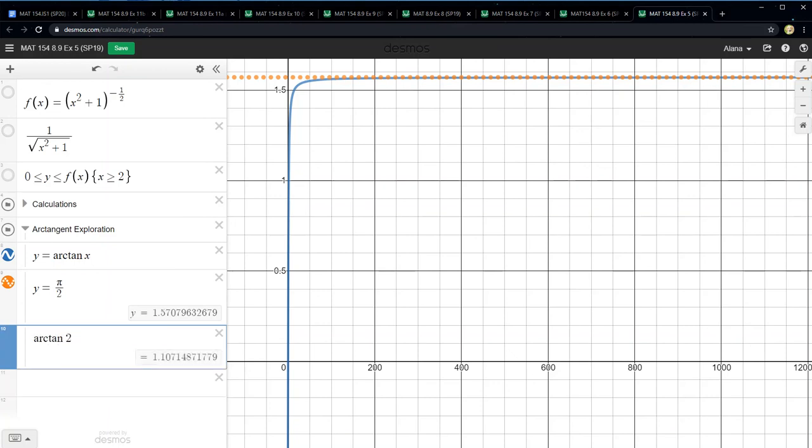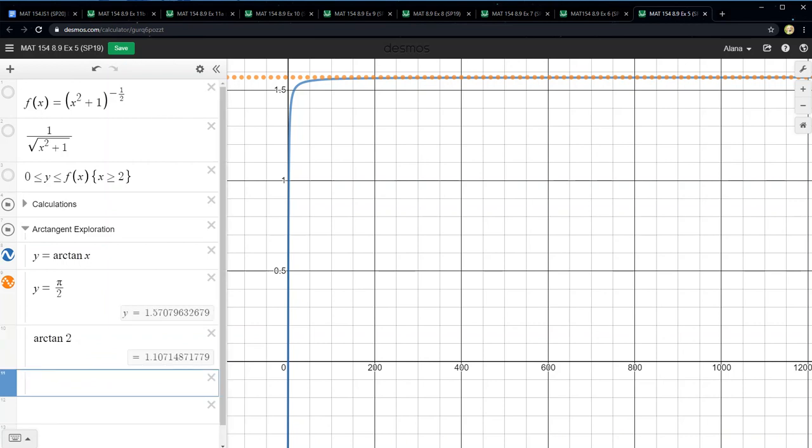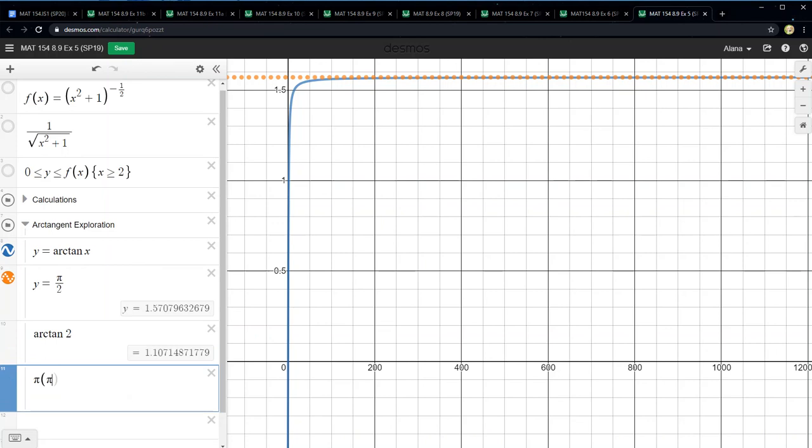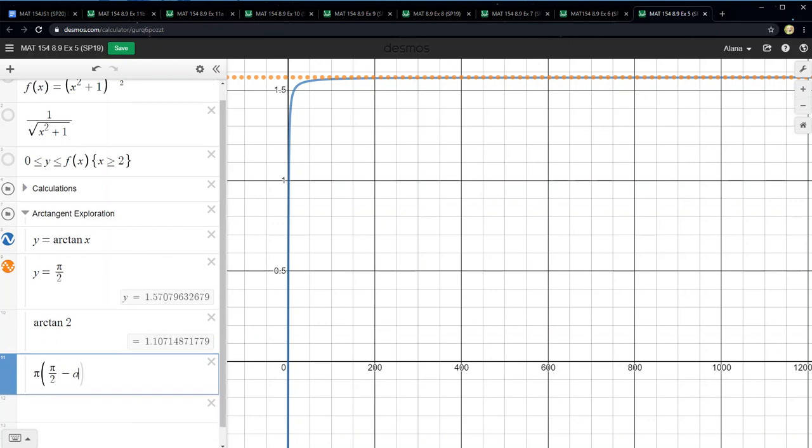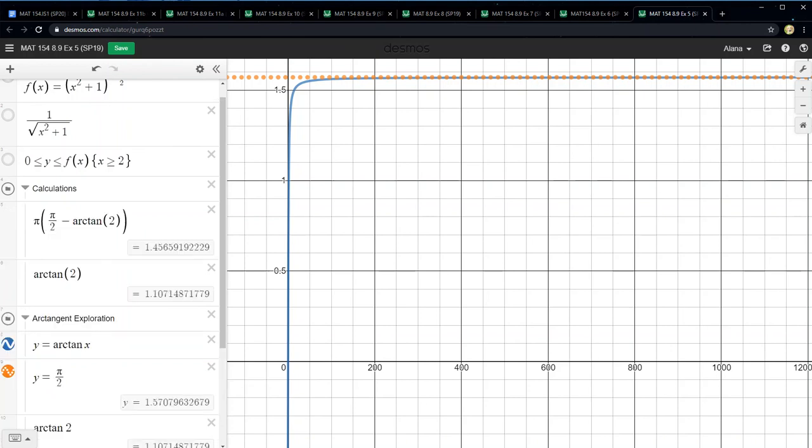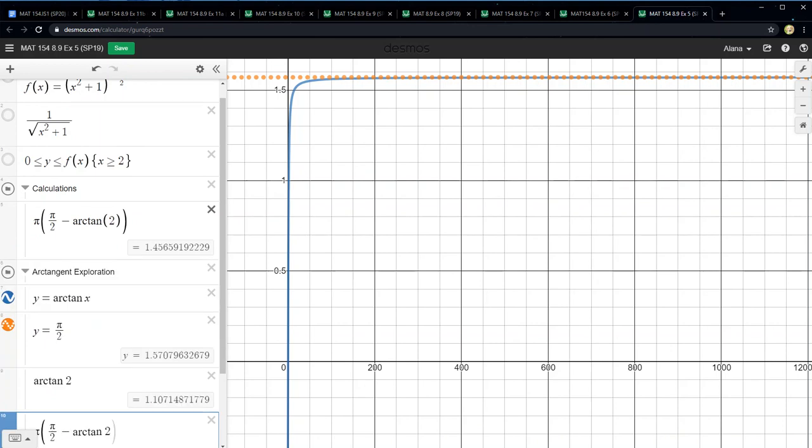And so if I want the answer, I can say that it is pi times pi divided by 2 minus arctangent of 2. So it's about 1.465. I'm curious to know what I did here. Oh, I did it already. Well, actually, let me do an integral check in here.